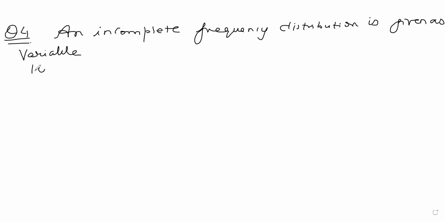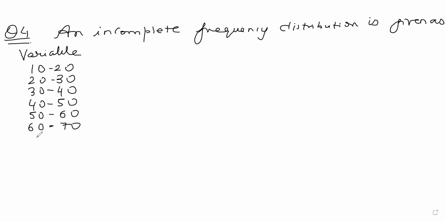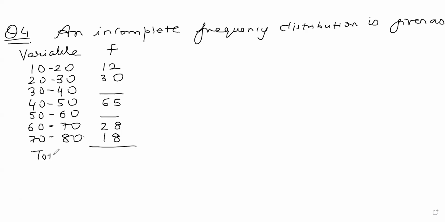We are given that the variable is as follows: 10 to 20, 20 to 30, 30 to 40, 40 to 50, 50 to 60, 60 to 70, 70 to 80. And we are given the frequencies, which are 12, 30, a dash, I need to find the value of this, 65, again a dash, 25 and 80. And we are given that the total frequency in the question is 229.